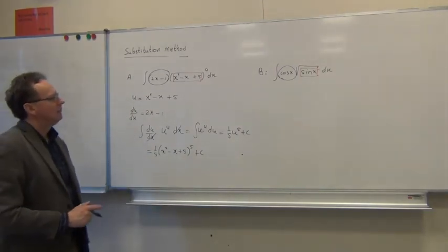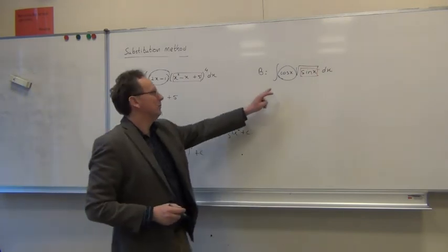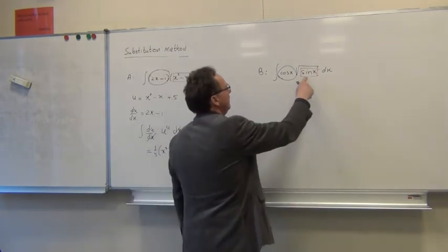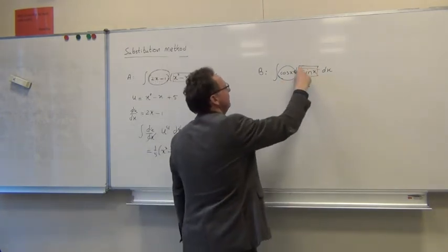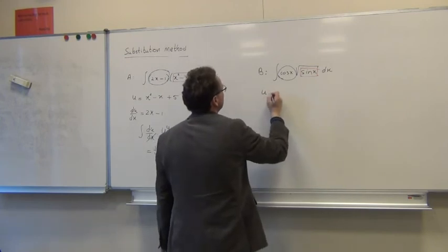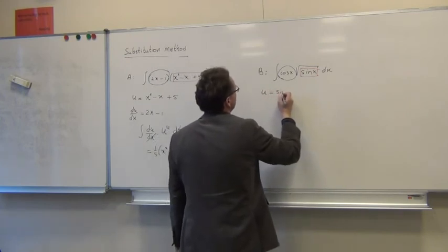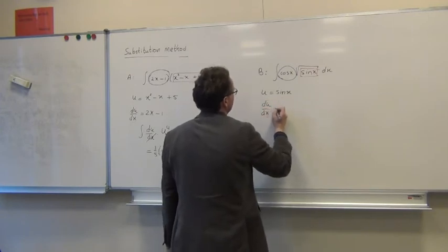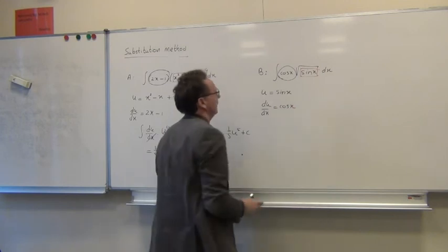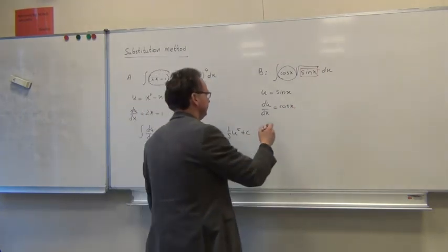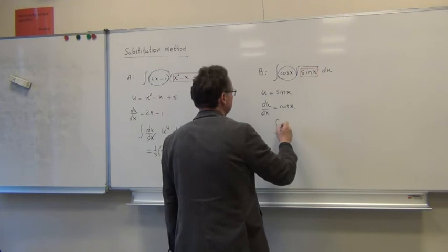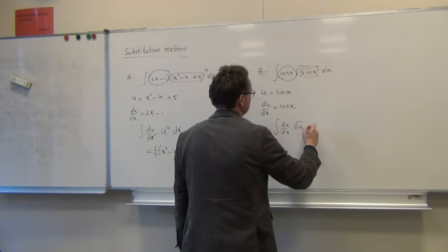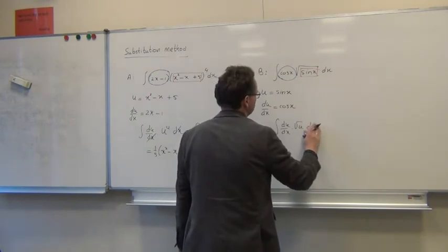Okay, let's see whether we can apply the same idea to this integral. So the derivative of sine x is cosine x, so we take sine x to be u, and then du/dx is cosine x. In other words, this integral can be written as du/dx times root u dx.